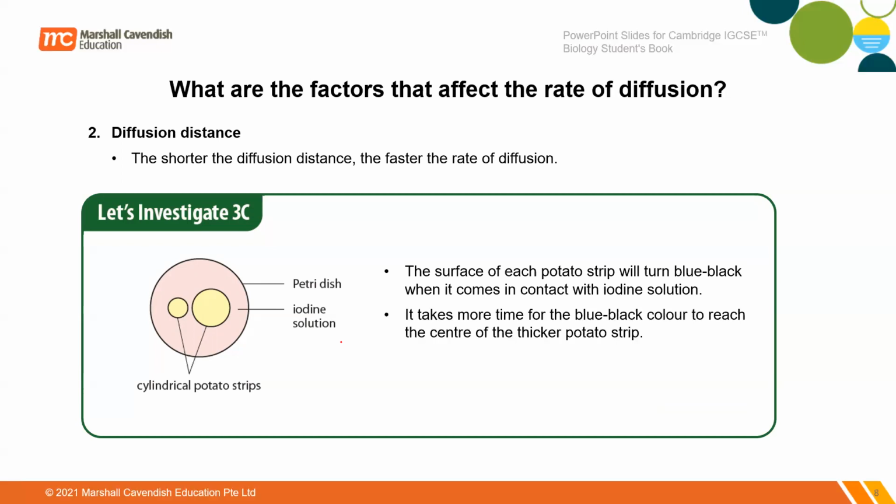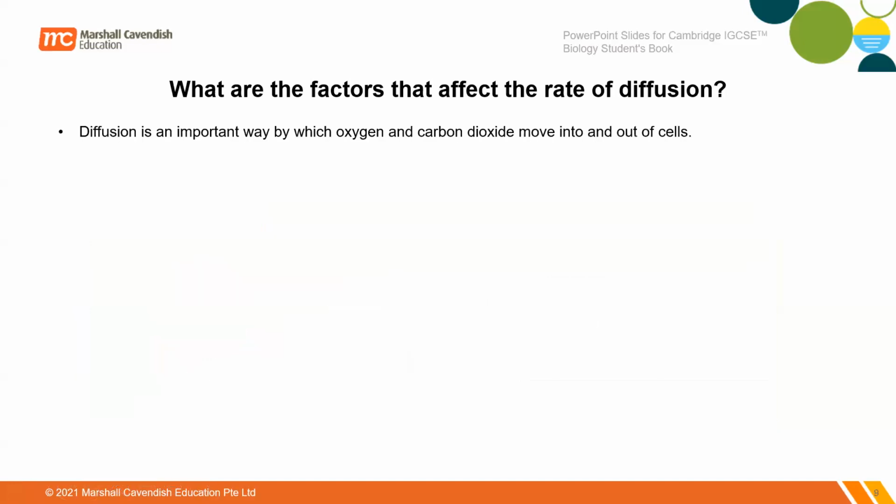There is no need to go through the example, but actually, if we have a potato cylinder, it will turn blue-black if it is really thin when we are testing this with the iodine. So the rate of diffusion is slower across a longer diffusion distance.